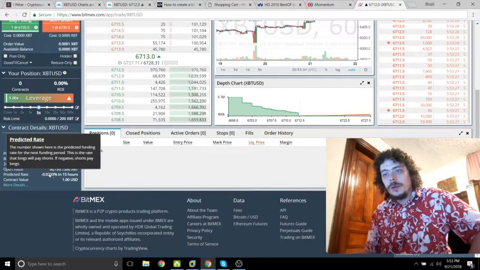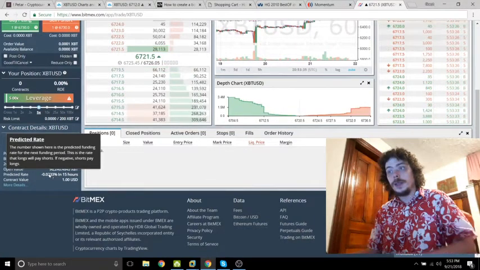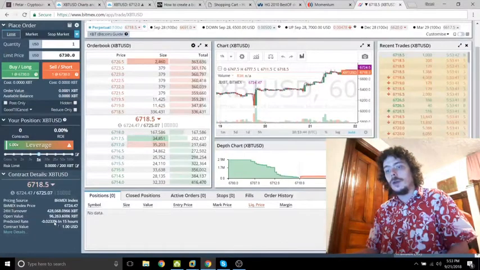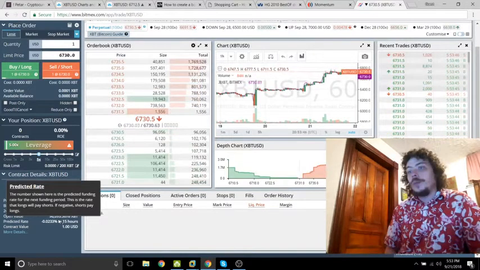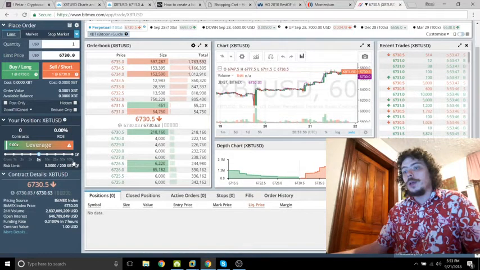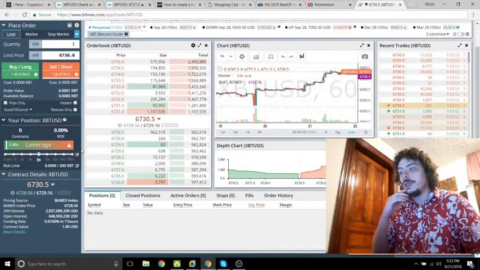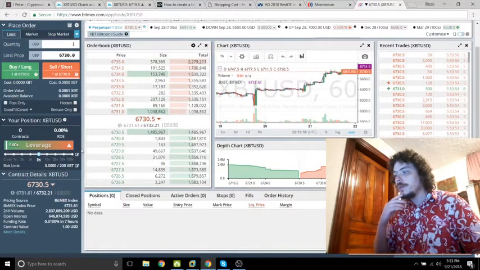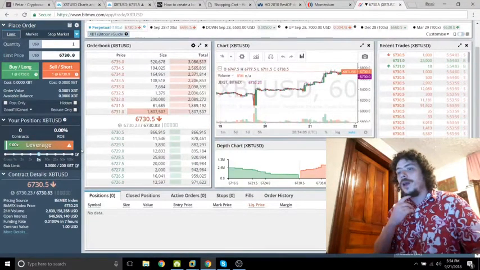Here I am. So down here in the bottom left, you'll see the, what am I looking for? Predicted rate, I guess, is what we're looking for. And I think if this is positive, that means that you will be losing money on lending if you go long against the asset on BitMex. Now you can confirm that in their FAQ. We're not going to go into it right now. But this is BitMex, and this is how to do trades. This is leveraging. You can go up to 100 times on XBT USD.